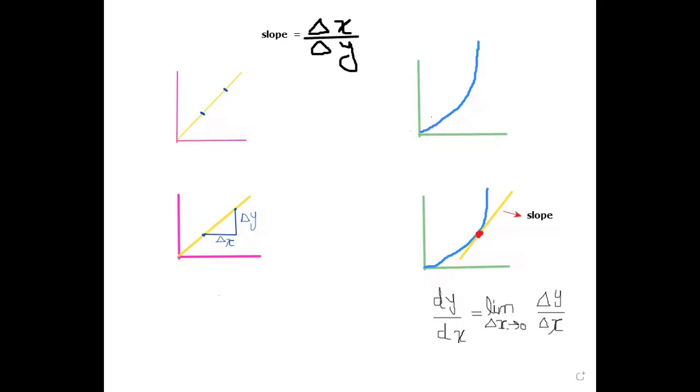Well, you are likely already familiar with the idea of the slope of a line. All it is doing is describing the rate of change of a vertical variable with respect to a horizontal variable, right? So for example, here I have the y-axis in the vertical direction and the x-axis in the horizontal direction.